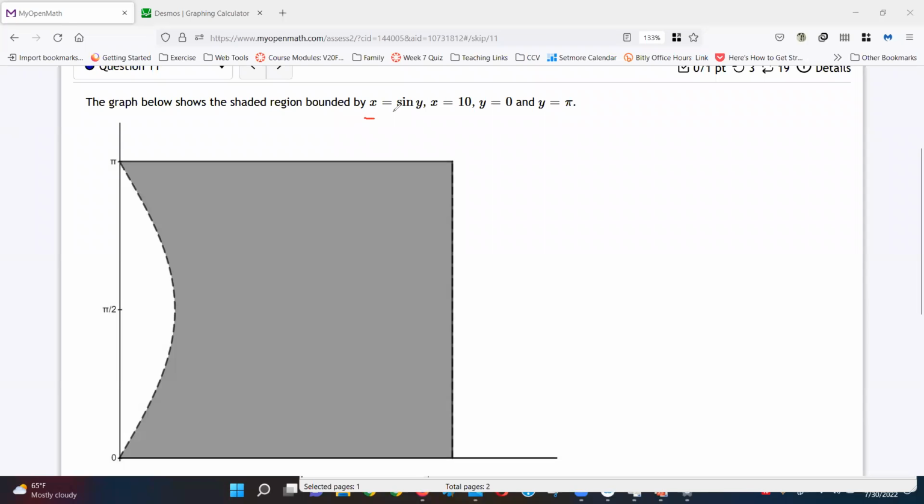So notice how these functions are defined by x. x equals 10 is this vertical line here. This is that function x equals sine y. Okay, basically it's the arc sine switched, but we don't really care about that. They gave us the graph, which is nice. If they didn't give you the graph, you could throw that into Desmos and Desmos would graph it. So what have I got going on here?